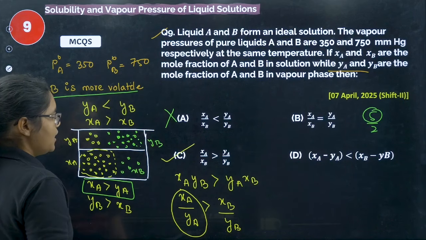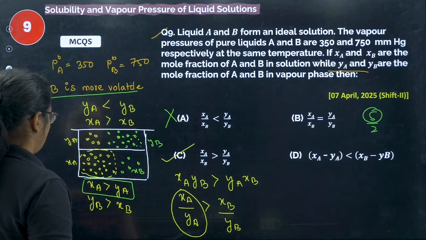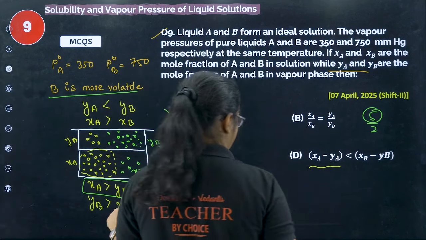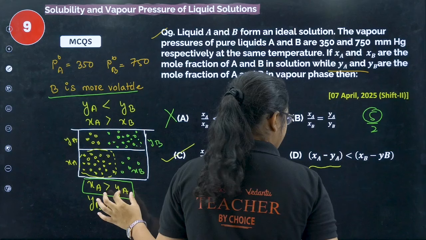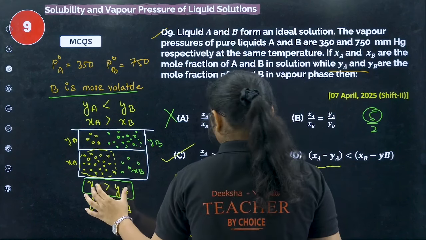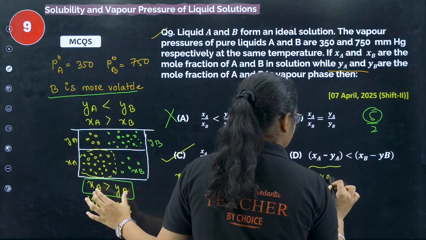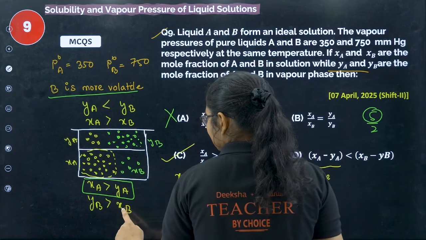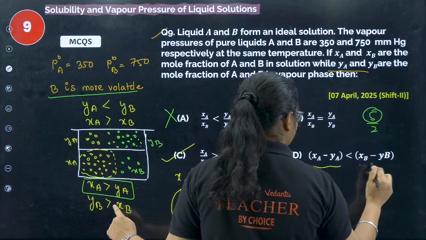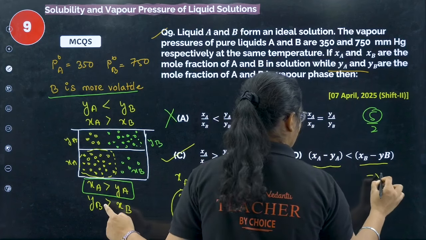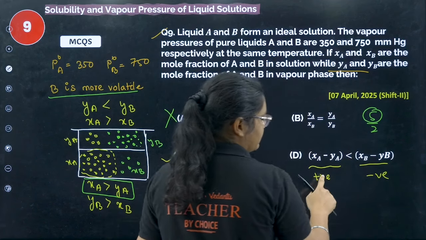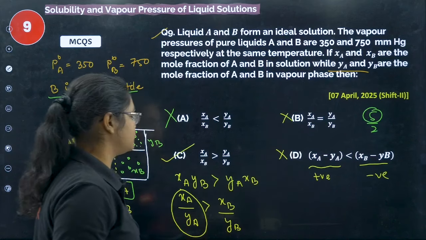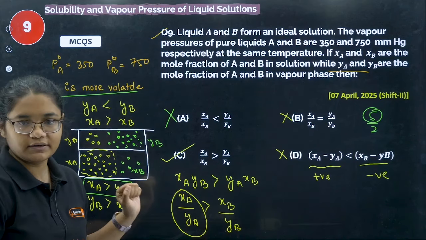Okay, fine. Let's see the next one. I will check this option as well. See, XA is greater than YA, so their subtraction will be a positive number. And since XB is less than YB, this subtraction, XB minus YB, will be a negative number. And a negative number cannot be greater than a positive number. So this is also incorrect. So option number C is the correct option here.